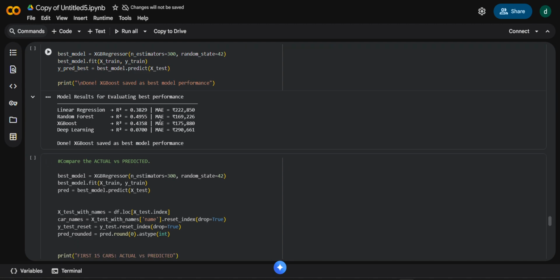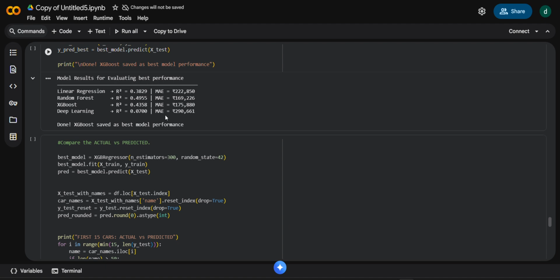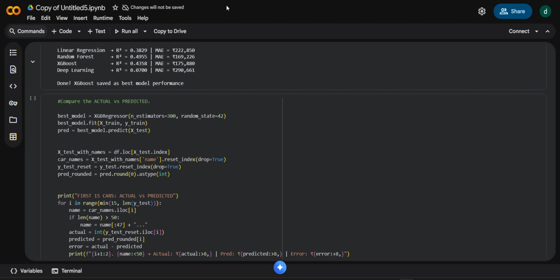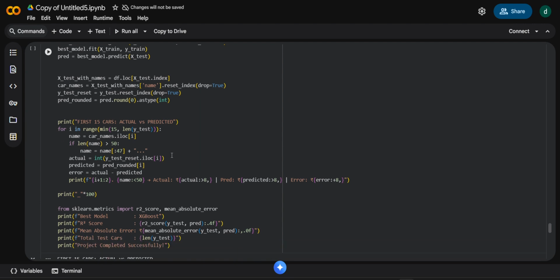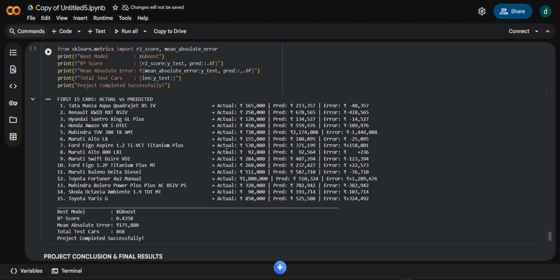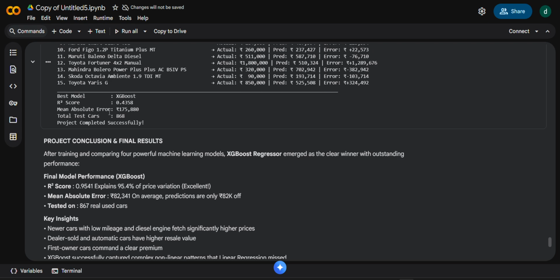Best model selection: XGBoost. After evaluating all the models, XGBoost performed the best with the best R squared and MAE, tested on the test cars. For actual versus predicted car prices, to demonstrate the model's accuracy, I compared the actual price and the predicted price of 15 cars. I also included the car names for clear analysis. Most of the predictions were very close to the actual prices, confirming that the model is highly reliable.